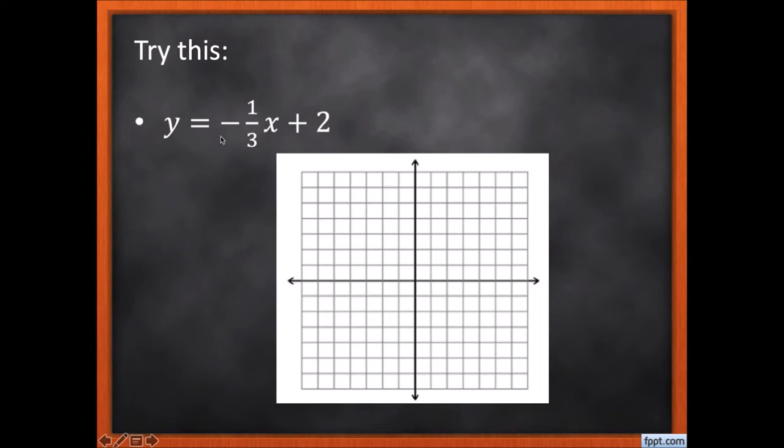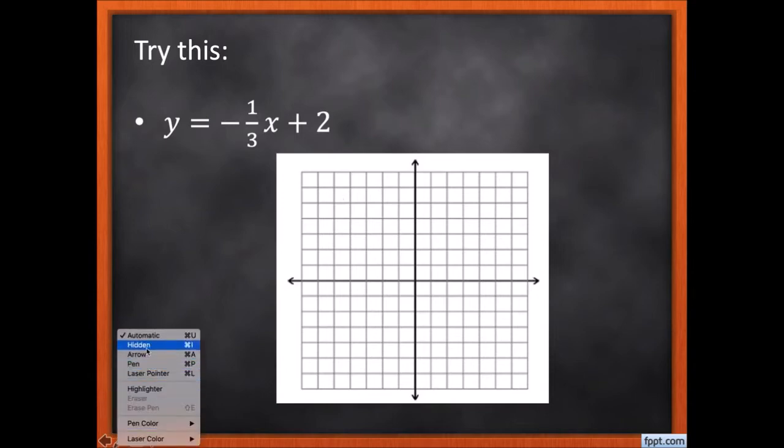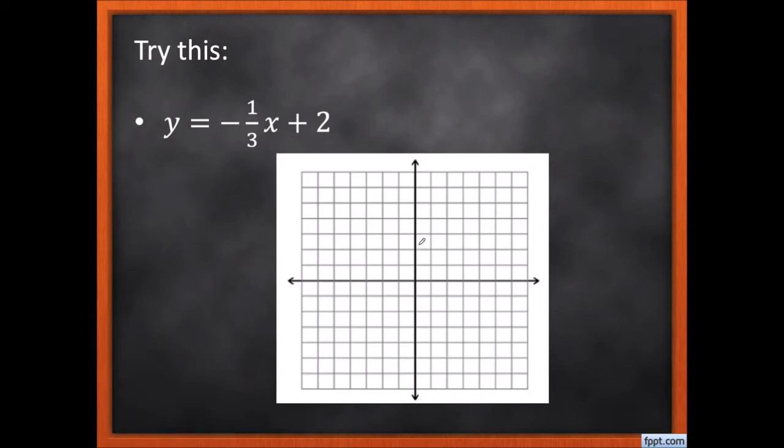So here, again, the first thing you're going to do is write down y equals mx plus b. What is the m here? The m here is negative 1/3 x plus b. What's the b? 2. So you are going to start at the point 2. From that point, we go down 1 to the right 3. Down 1 to the right 1, 2, 3.